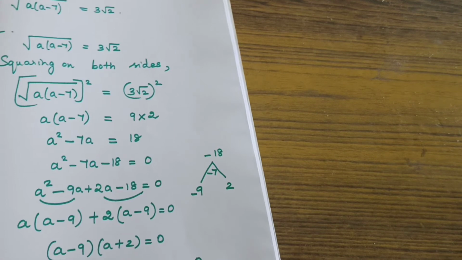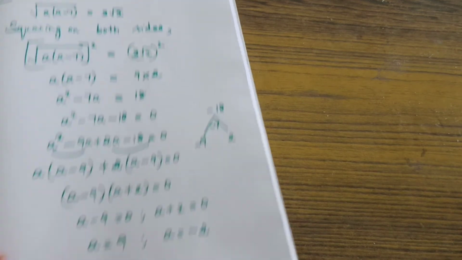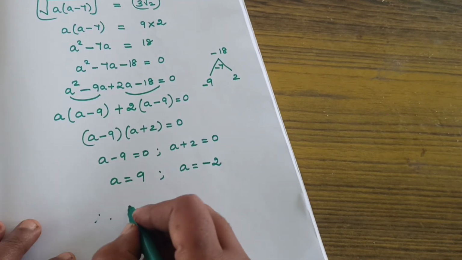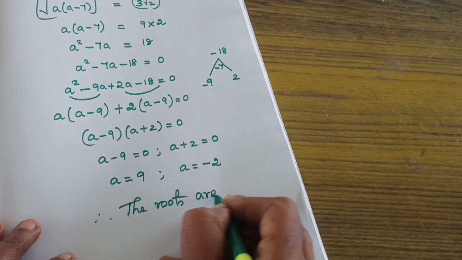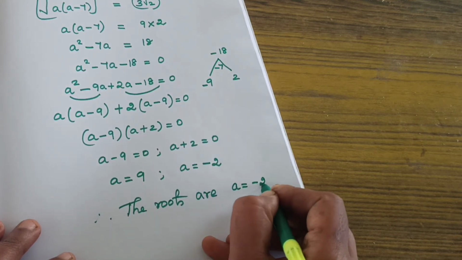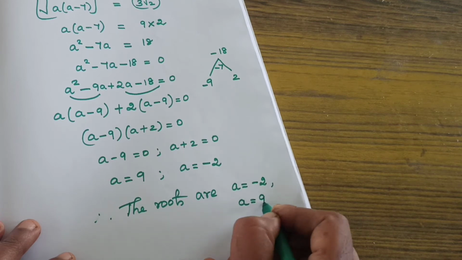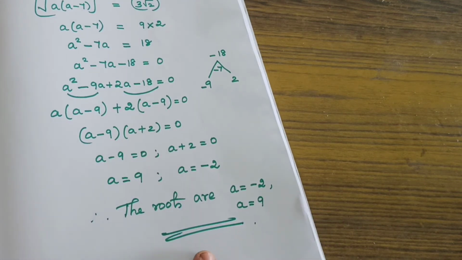Therefore, just check that the question is also given in the variable a, and the answer we are getting is in a, so the answer is correct. Therefore, the roots are a equal to minus 2 and a equal to 9. That's all. Very easy, no?